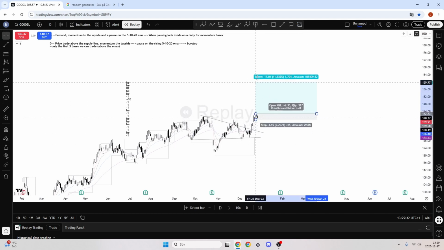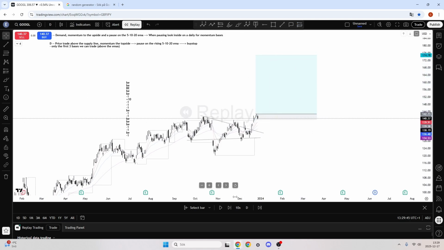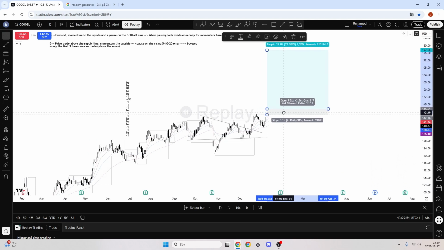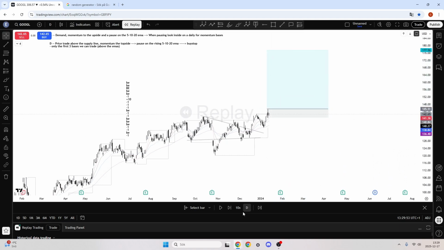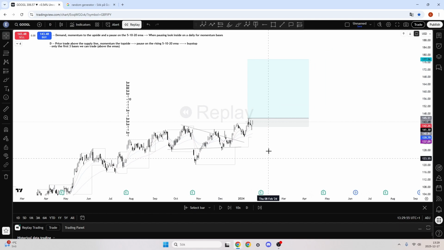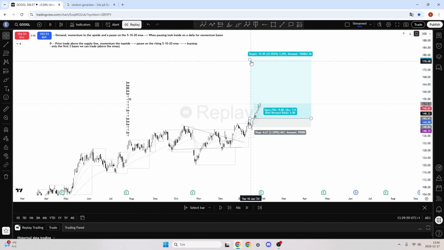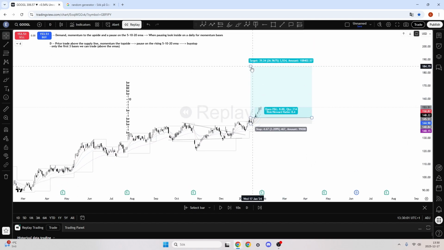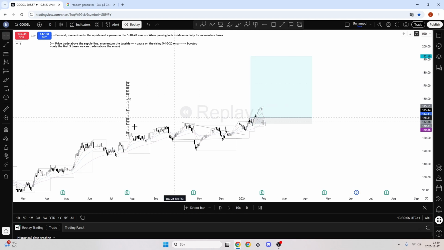Protect under these lows right there. I don't see this just yet. I will just wait for a pause, just like this. Throw a protection under that low. I think this is valid still. So we're tapped in. 1 to 10. And break even.